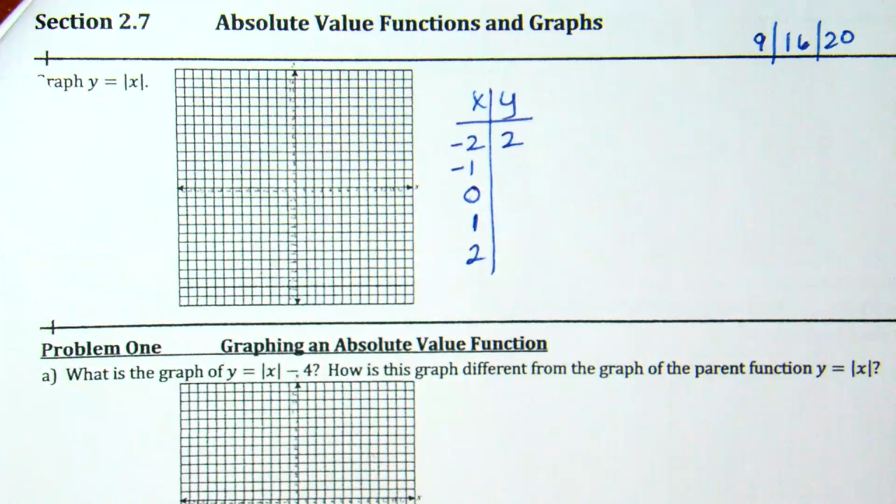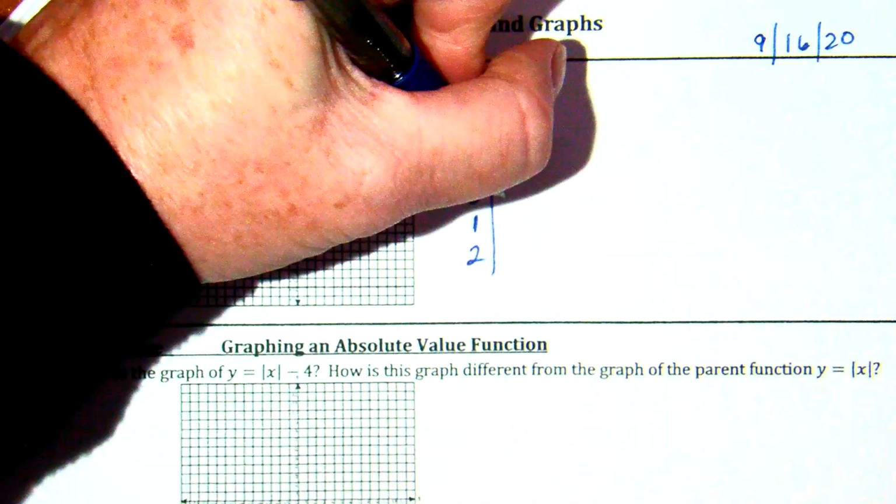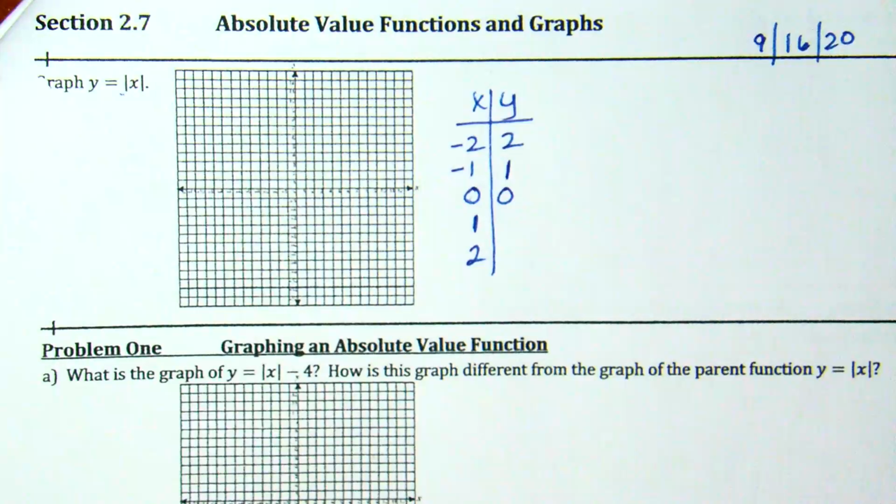When I put in -2 in place of x, what is the absolute value of -2? +2. Because what do absolute value bars do to a value inside? Make it positive. What happens when we put in -1? What's the absolute value of -1? 1. What is the absolute value of 0? What is the absolute value of +1? 1. And what's the absolute value of 2? 2. So I have these ordered pairs.